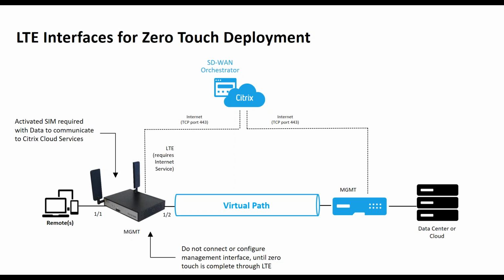In addition to that, we do have some additional prerequisites when it comes to our LTE-capable devices. We will be using zero touch, and we do need an activated SIM card to communicate with the cloud services. So we do have a couple of appliances that just run on LTE, or you could use that in conjunction with other WAN links. This is really important for maybe some sites that are really small or remote, or remote-only users that will want to leverage this.